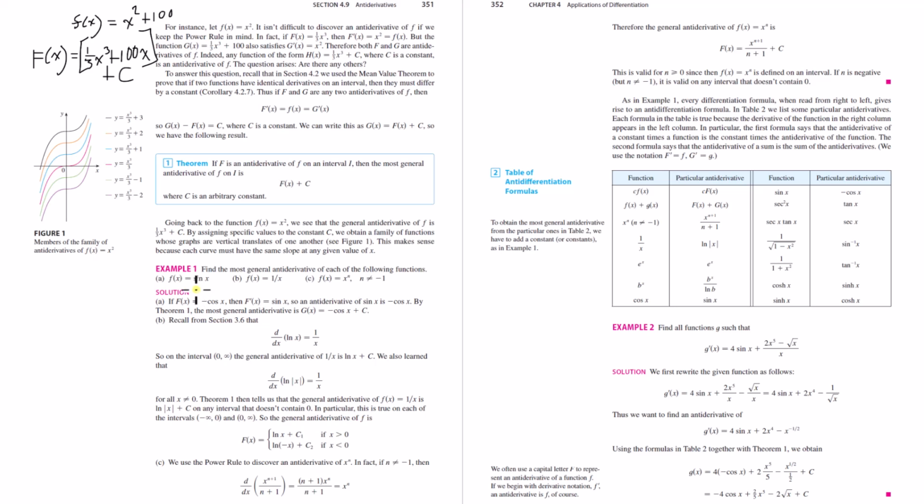Well, cosine of x gives minus sine of x. So maybe minus cosine of x would give sine of x. So if f of x is equal to sine of x, then the capital F of x is equal to minus cosine of x. The derivative of minus cosine of x gives positive sine of x. But then this is the capital F of x, so you've got to add a C at the end. So the antiderivative is minus cosine of x plus C.